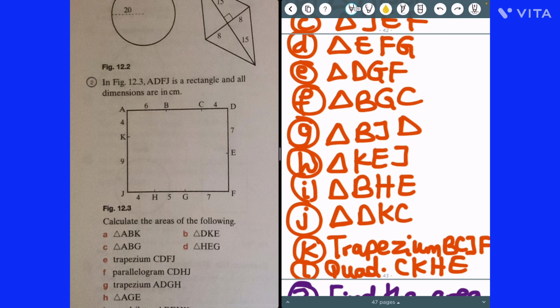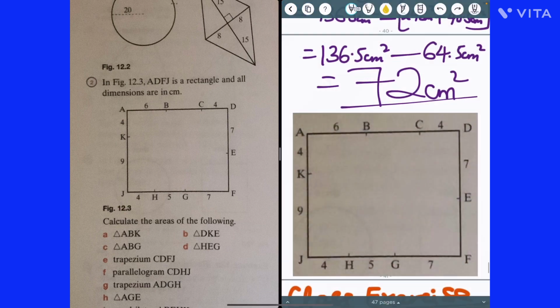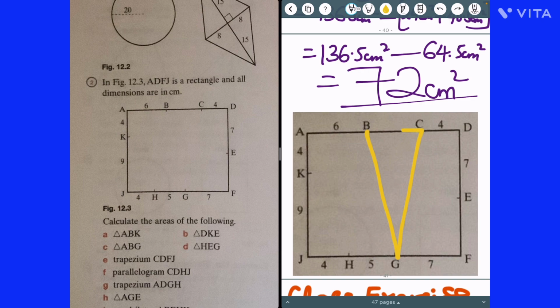In question F, we have to find the area of triangle BGC. Find the area of triangle what? BGC. Let me mark BGC out. This is triangle BGC. So my base is 6. I've shown you that many times. And my height, my perpendicular height is the same as this side, 13. So half base times height.